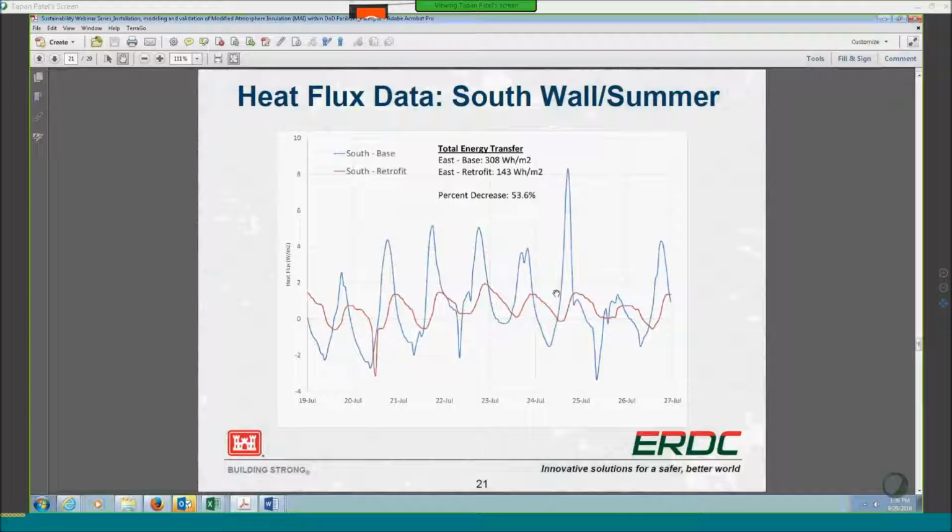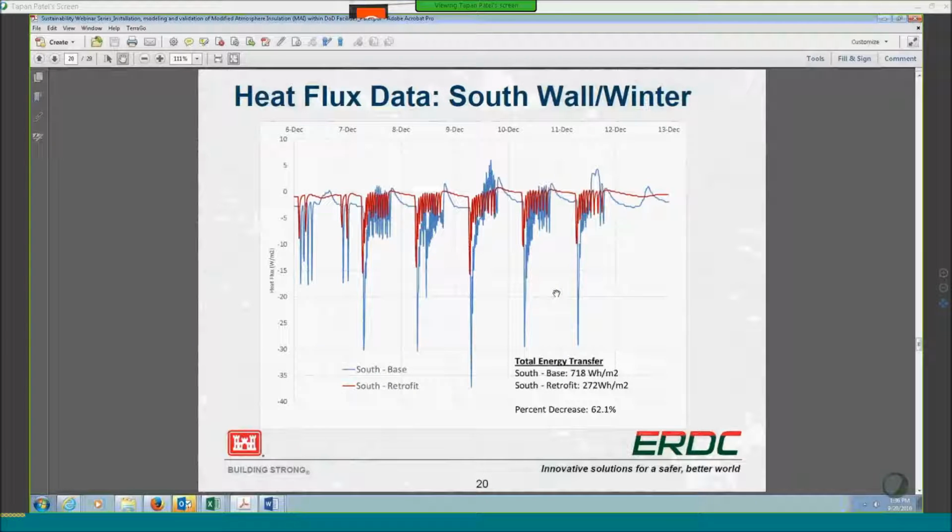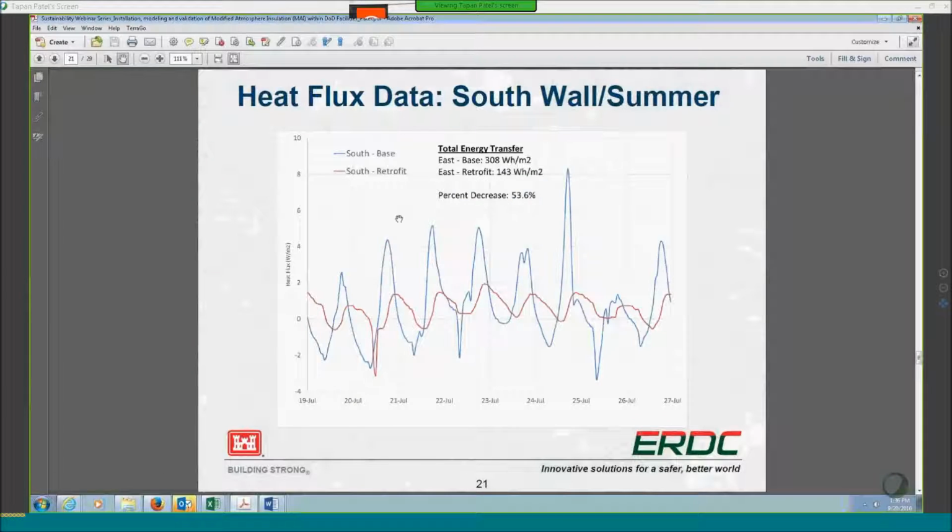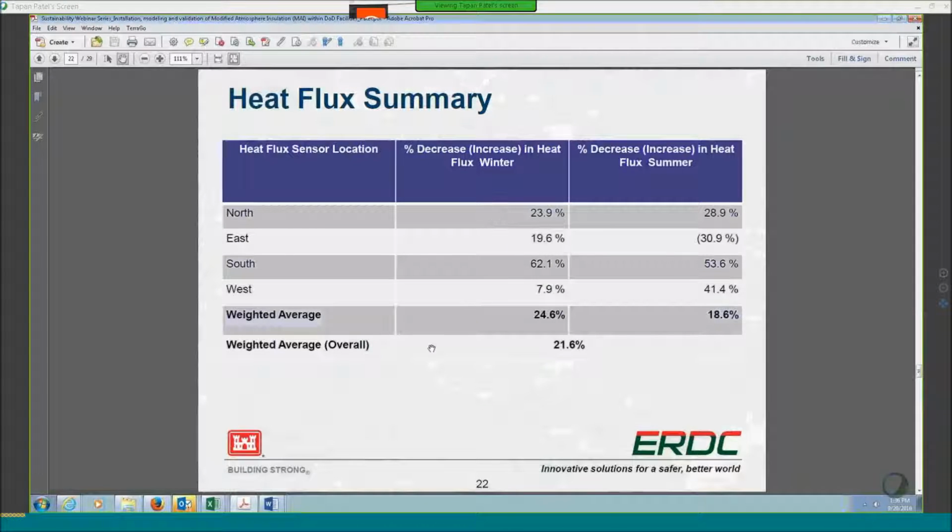I'm sorry. Okay, this is not the south wall. I believe this is the east wall. The south wall, you see something similar. Again, the red is the retrofit facility, and the blue is the baseline. And again, we see a pretty significant decrease. When you average it all out across all your different walls, it turns out to be about a 20% decrease.